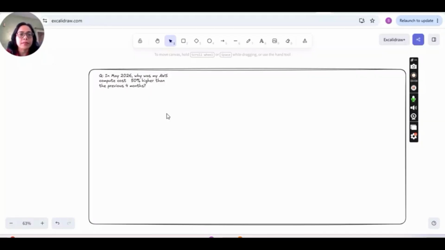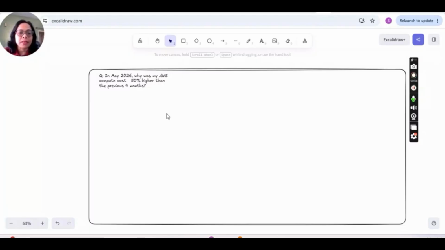Let's come to an example. Suppose my user query is: in May 2026, why was my AWS compute cost 50% higher than the previous 4 months? From the complexity perspective, this is medium complexity. A simple question could be: what was my compute cost in May 2026? And a hard test question may be: in May 2026, why was my AWS cost 50% higher than the previous 4 months? That was an anomaly, slightly higher. What are the different regions? What are the recommendations in order to keep it within 20%? So this is like 3 slabs.